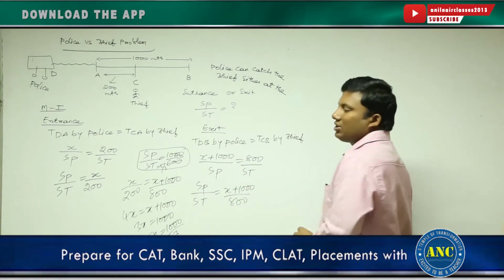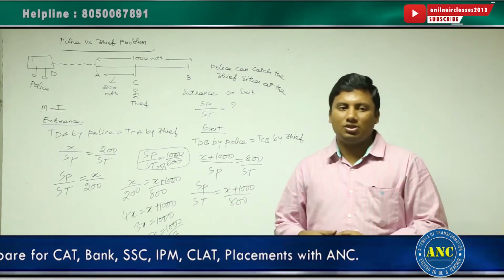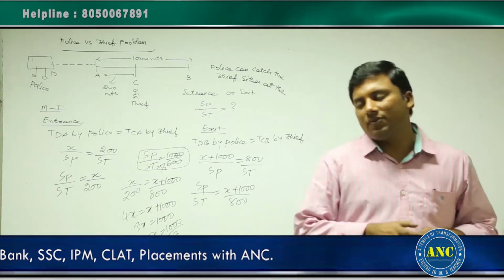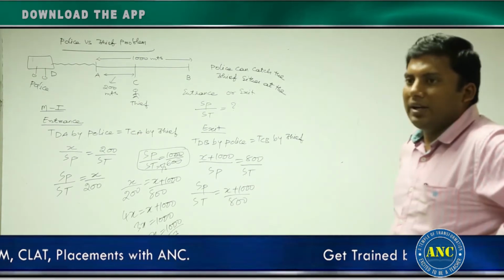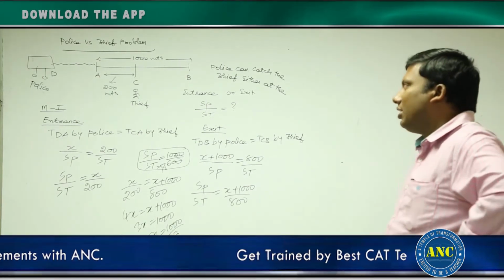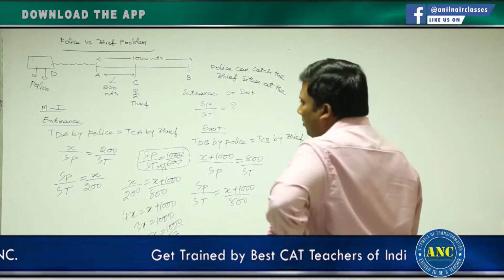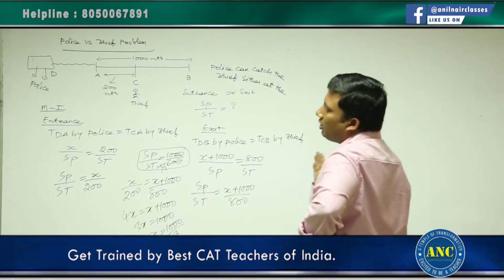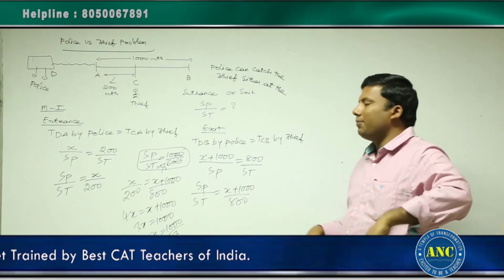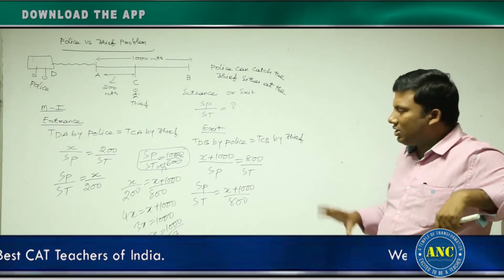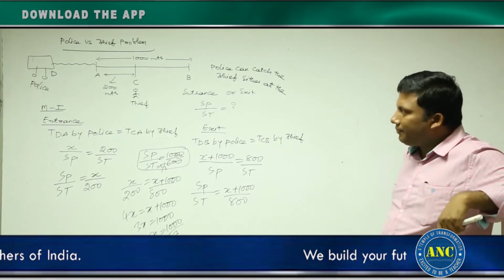Please write down the traditional method. This method we will not use it. Just for our understanding, to meet at the entrance or at the exit, the time taken by police from D to A should be equivalent to the time taken from C to A by thief. It takes a lot of time. Just an understanding of the question.